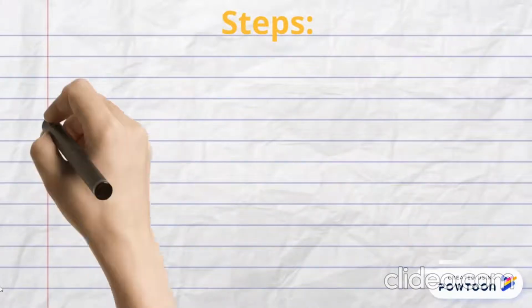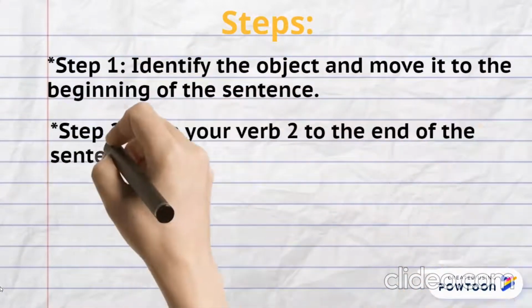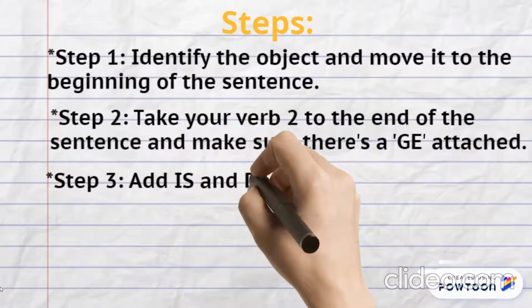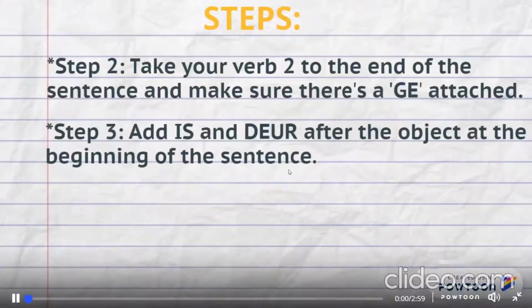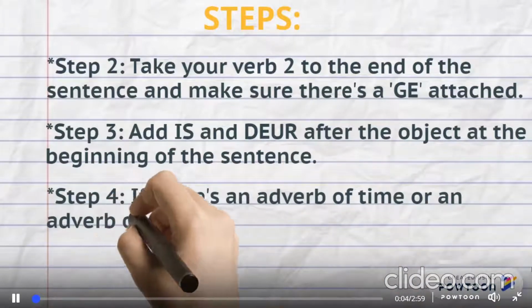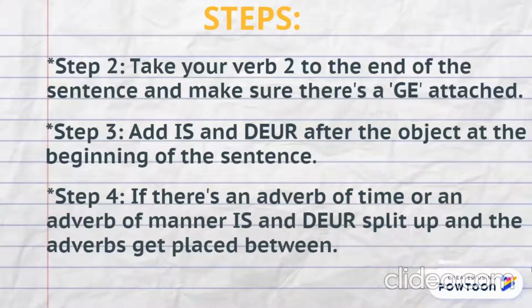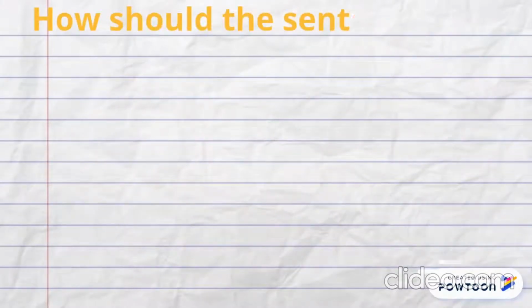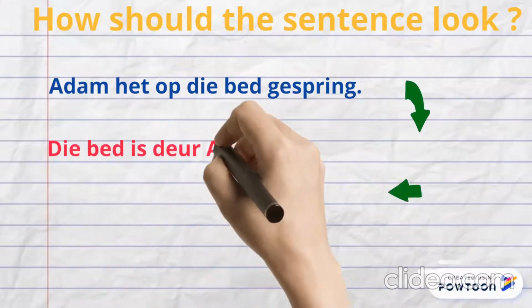Step 1. For past tense into leidende form is to once again identify the object and move it to the beginning of the sentence. Step 2 is to take the verb to the end and make sure there's a ge attached to the beginning. Step 3 is to add is and deur after the object at the beginning of your sentence. Once again, you need to remember if there's an adverb of time or an adverb of manner, the is and deur get split up and the adverbs placed between. This is important to remember because later on you'll get sentences that have adverbs. After these 4 steps, your sentence should look something like this. Adam het op die bed gespring now becomes die bed is deur Adam gespring.